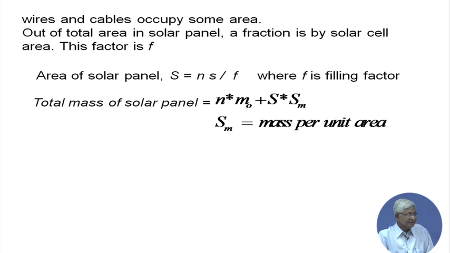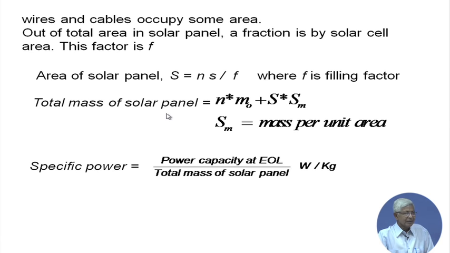Now what is the mass? The mass of the solar panel will depend on the individual solar cell mass, which is small m0, multiplied by the number of solar cells, plus the solar panel area, that is S, multiplied by the mass per unit area of the structure. So with this you can get the total mass of the solar panel. So you are seeing that we are slowly going toward the size of the solar panel that is required, the mass of the solar panel that is required, and then for that mass how much power we are really getting. That is a quality factor, the specific power.